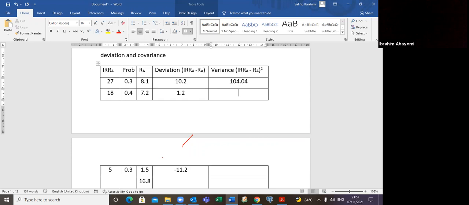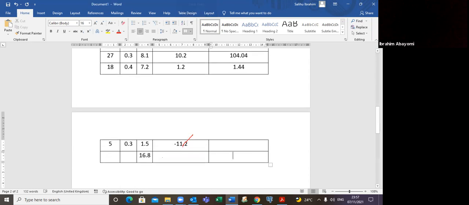What about the second one? 1.2 squared is 1.44. The third one is what? 139.24.